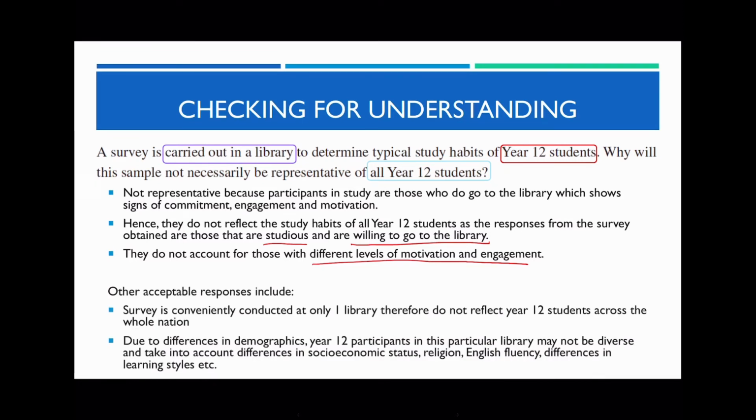Other answers that you could write is that the survey was conveniently conducted at that particular library, hence it does not reflect the responses of all Year 12 students found across the whole nation. Another way you could say this is due to differences in demographics, Year 12 participants in this particular library may not be diverse and take into account differences in socioeconomic status, religion, English fluency, differences in learning styles, etc. So hopefully by looking at these few examples, you have a better understanding.